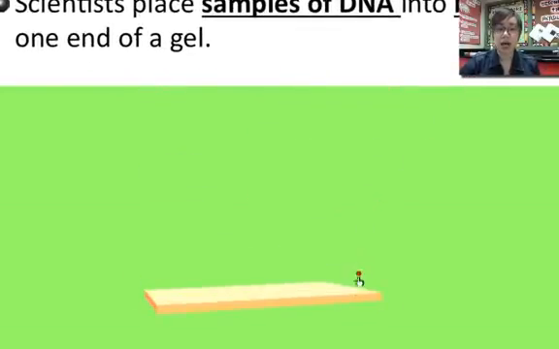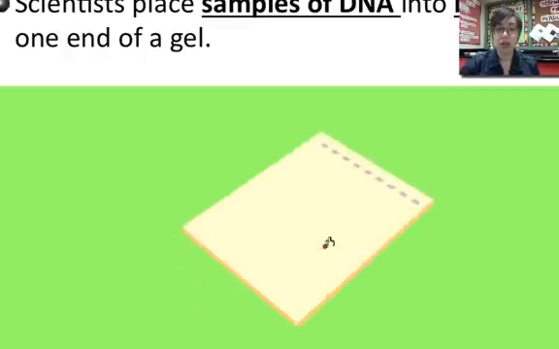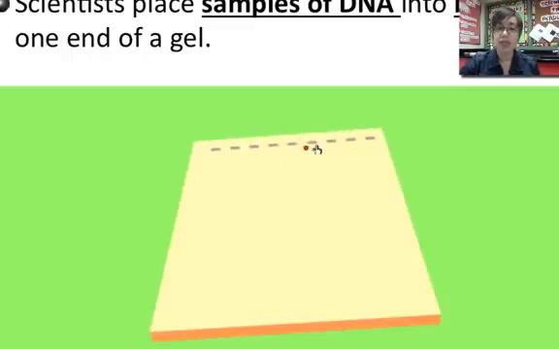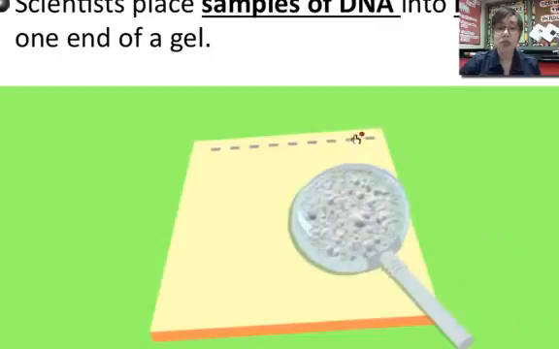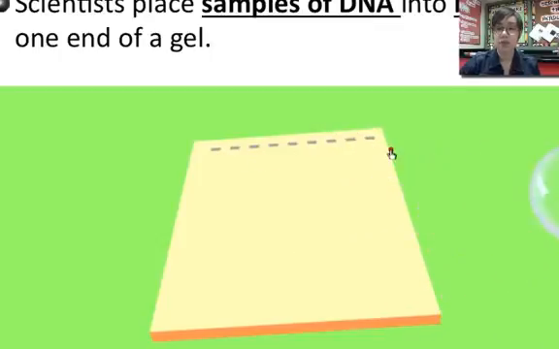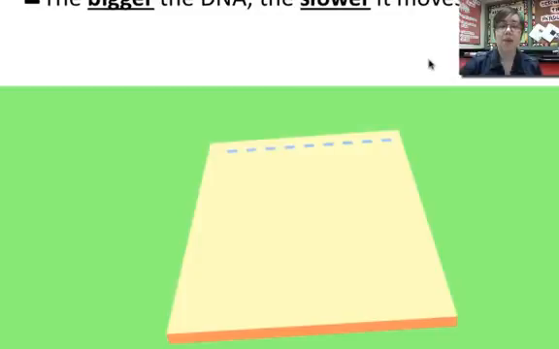So here comes my gel, which is very similar to Jell-O. I have holes or openings at the top. That's where I'm going to place my DNA samples. And if you looked at that magnifying glass, you'll notice that my gel is actually porous. It has holes. So here come my samples that I've just put into the holes or the openings at one end of my gel. So let's see what's going to happen after that.